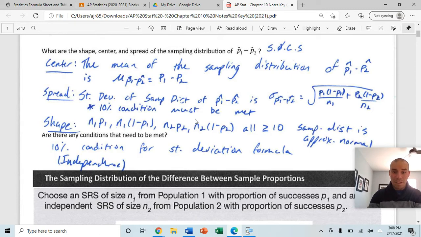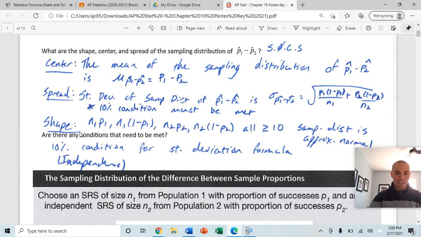The shape of the sampling distribution, we've seen this formula before. We're talking about proportions, np greater than or equal to 10, n times 1 minus p greater than or equal to 10. But now I have to check it for both proportions. So I'd have to take my sample size for New Jersey times that 0.40, for example, and then times 1 minus 0.40, and then I'd have to do it for New York. That sample size for New York times 0.38, and same idea, sample size times 1 minus 0.38. All of those have to be greater than or equal to 10.